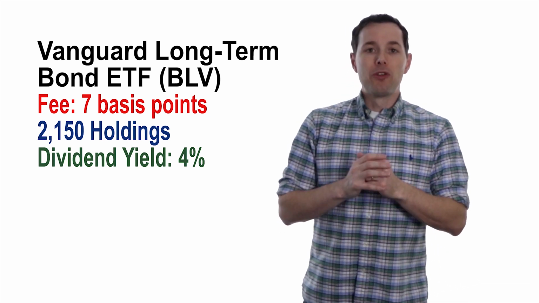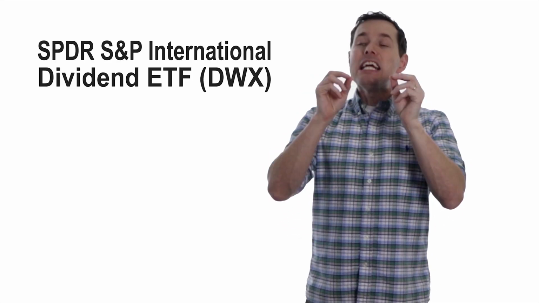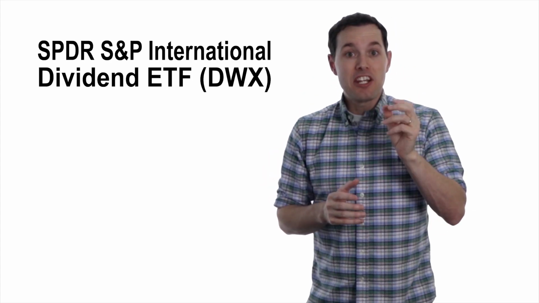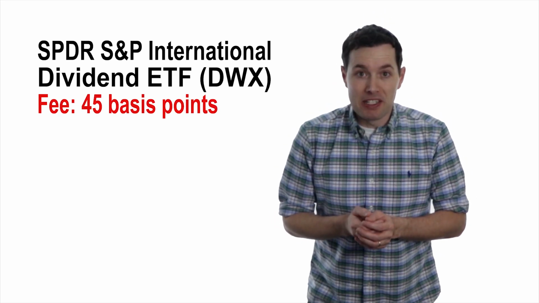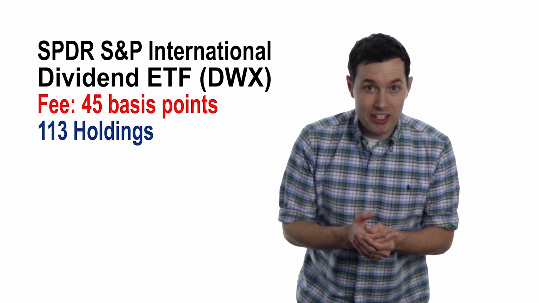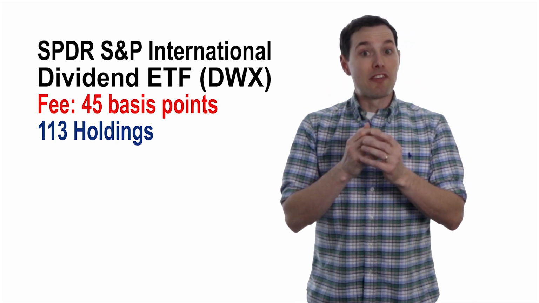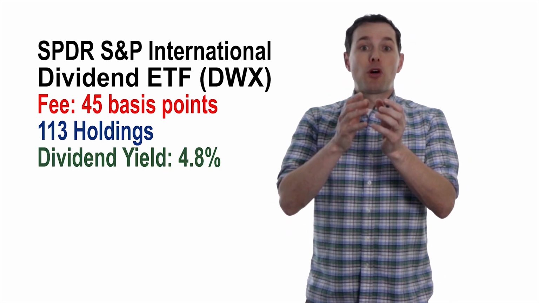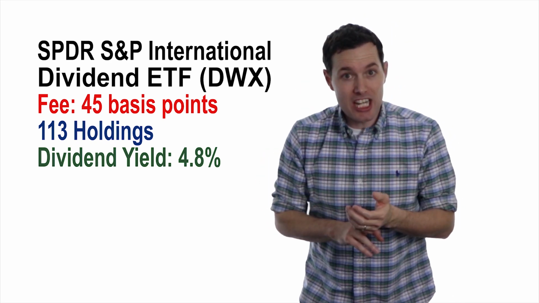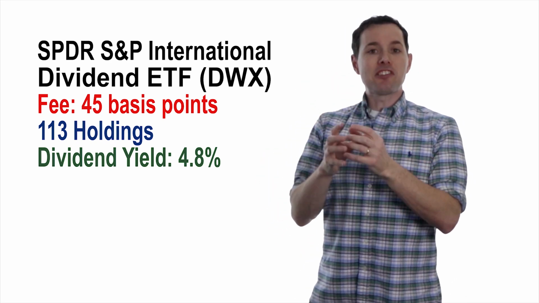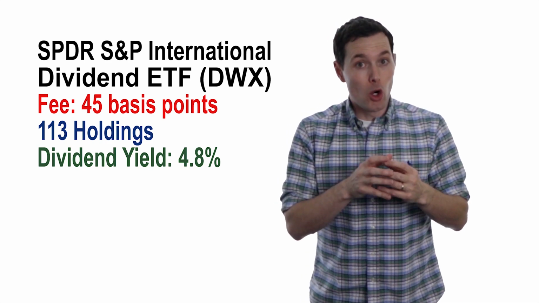Okay, our last holding in our dividend ETF portfolio is the S&P International Dividend ETF, ticker symbol DWX. DWX has a fee of 45 basis points. It has over 100 holdings, and it has a dividend yield close to 5%. This ETF has holdings like the National Australia Bank and Singapore Telecommunications. So clearly, this is a nice diversifier to our other core holdings.